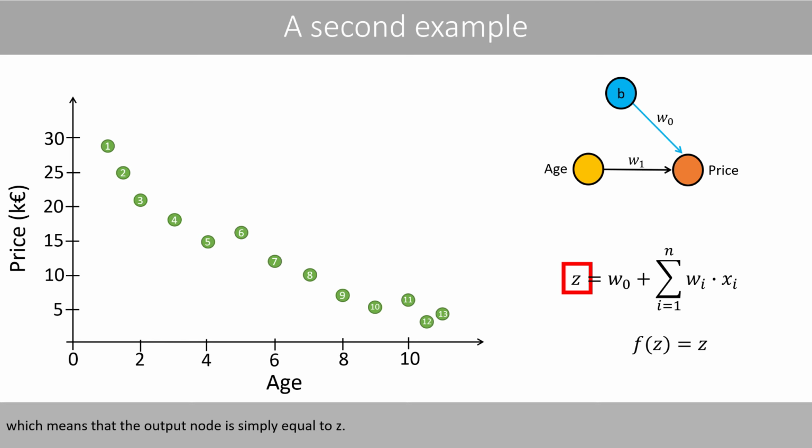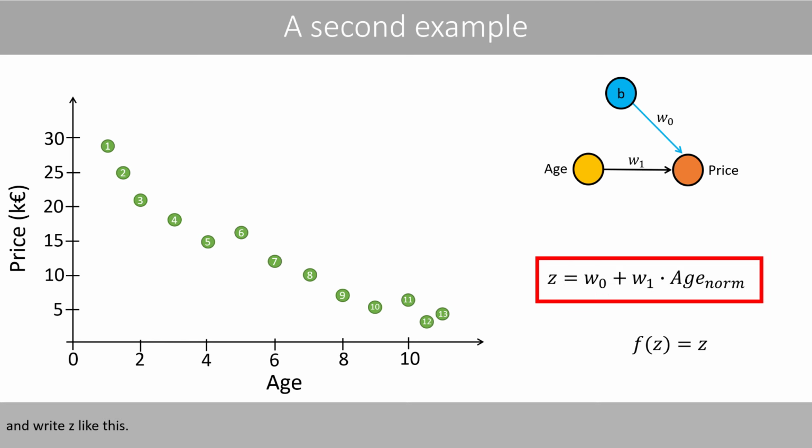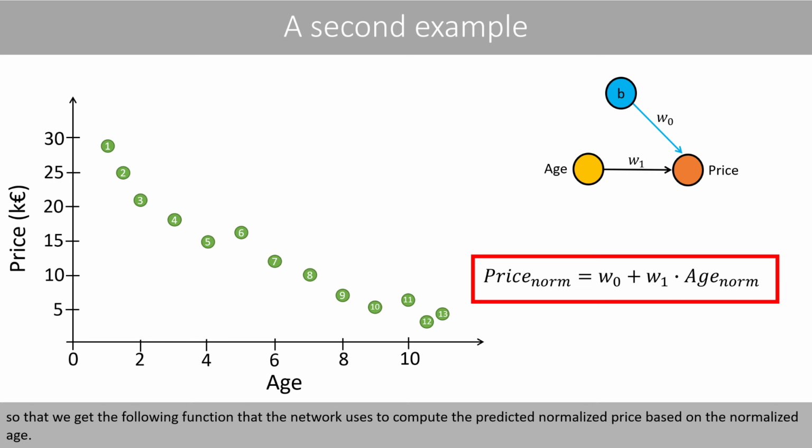equal to Z. Since we only have one input node in this example, we can remove this summation notation and write Z like this. Let's substitute Z with the terms on the right hand side, so that we get the following function that the network uses to compute the predicted normalized price based on the normalized age.